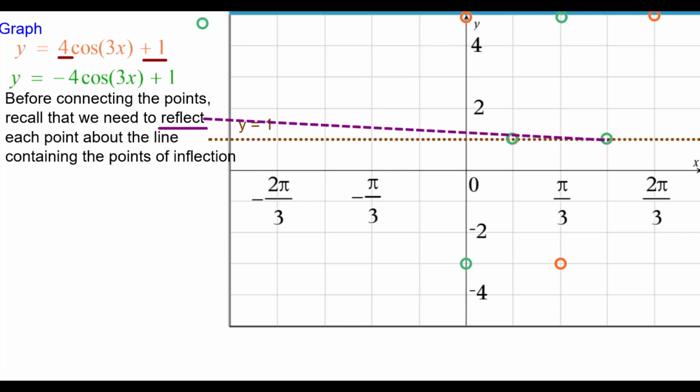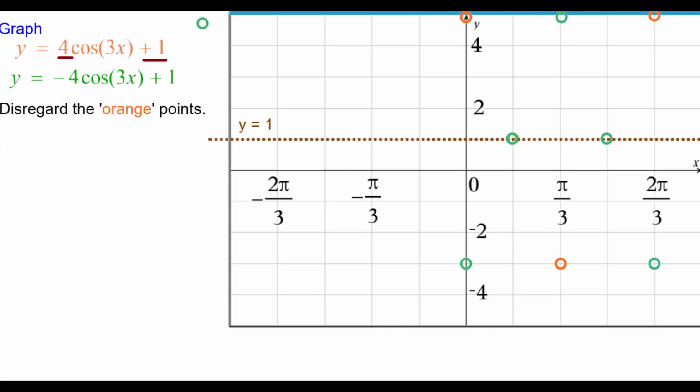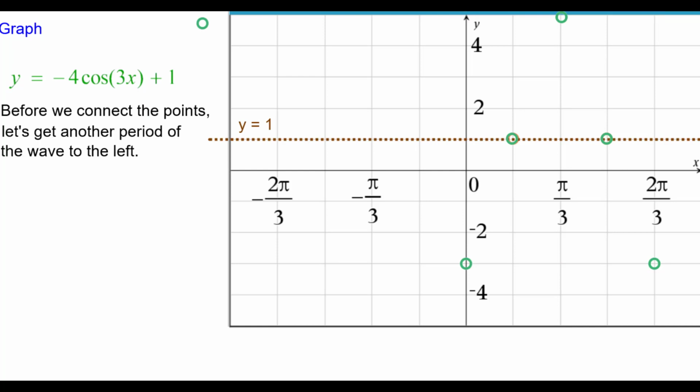The next point of inflection stays there. And then this maximum is 4 units above, so I'll go 4 units below. We can disregard the orange points. They were there just to help us. And we can connect the points.